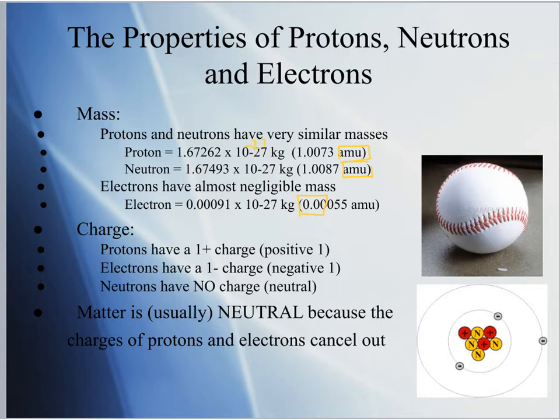All right, and then in terms of charge, remember protons have a positive 1 charge and electrons have a negative 1 charge. And we have a balance of protons and electrons in an atom, so that that atom remains neutral. And neutrons have no charge. They are neutral. So they don't affect the charge of an atom at all. They just affect the mass. All right, and again, just to reiterate, super important to realize that matter is usually neutral because of the charges of the protons and electrons canceling out.